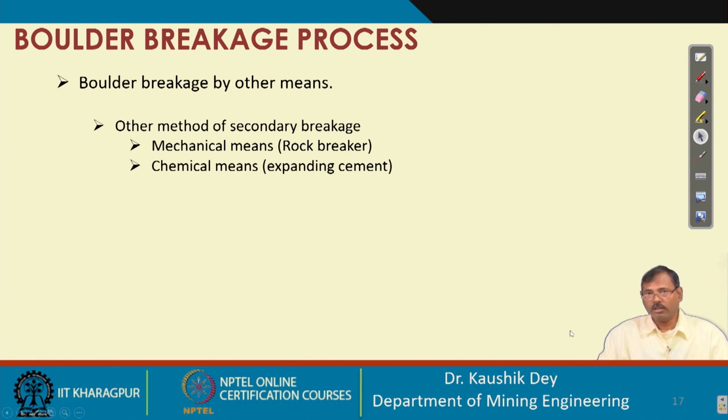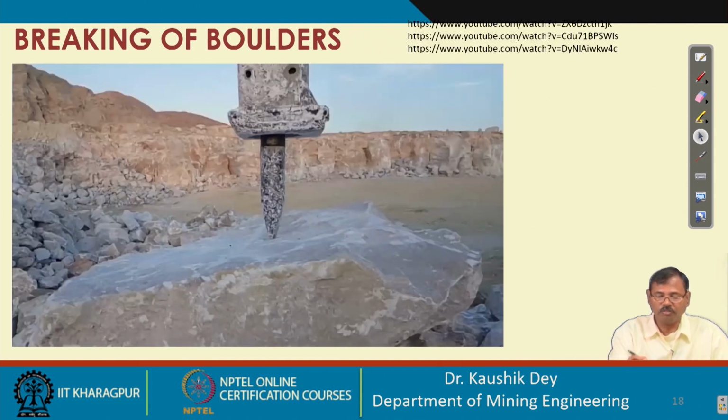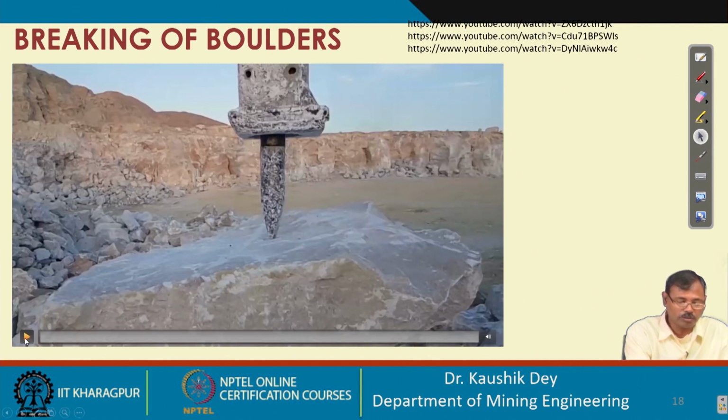So far we have discussed the boulder blasting techniques, either for natural boulders or boulders generated from primary blasting. These are the breakage processes of boulders using blasting. Apart from blasting, there are two other possible methods: mechanical means, using the rock breaker, that is, hammering of the boulders, and second, chemical means. So, let us look into this. The first one, let us first watch this video.